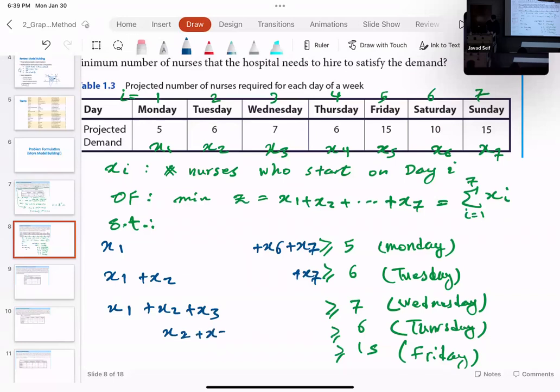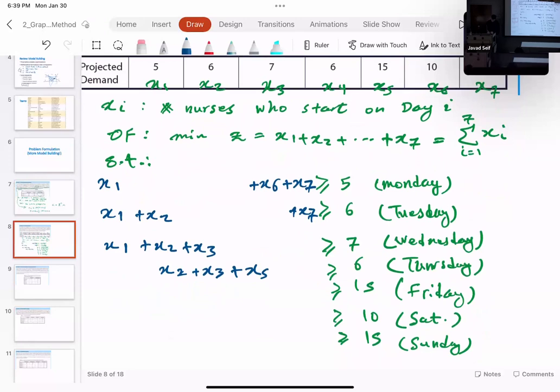Tuesday, Wednesday, Thursday, and then Friday is gonna be 1, 2, 3, 4, 5, 6, 7. Monday, Tuesday, Wednesday. Oh, that's 4. Here. Does it make sense?